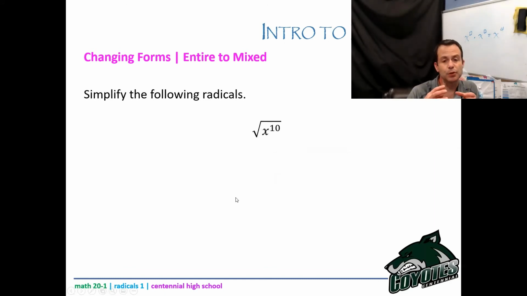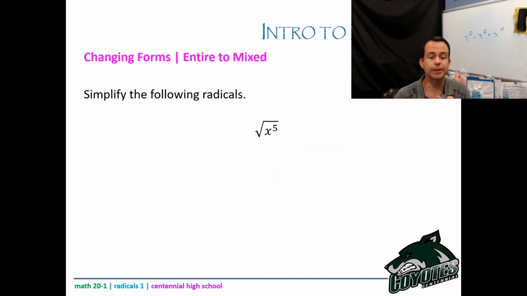X to the 10. Again, I'm looking at the square root of a variable to an even exponent. So x can be anything I want. There's no restrictions there. And then I'm thinking of something that multiplies by itself to get me x to the 10. That would be x to the 5.